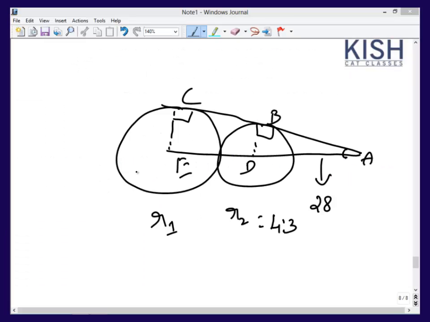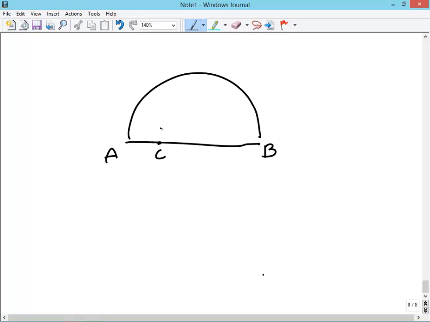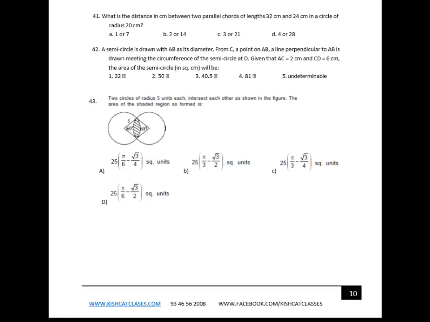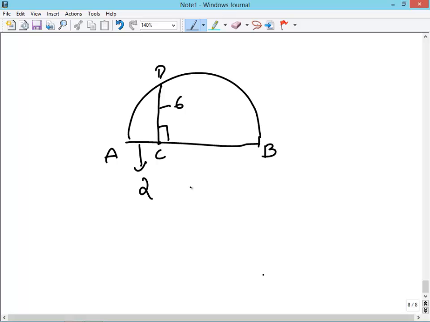I just write that one. This is like this. AB, from a point C on this one, a perpendicular is drawn. So this one is given as 2, CD is given as 6, and they have asked us to find the area of the semicircle. So to find the area of the semicircle, we need the radius.